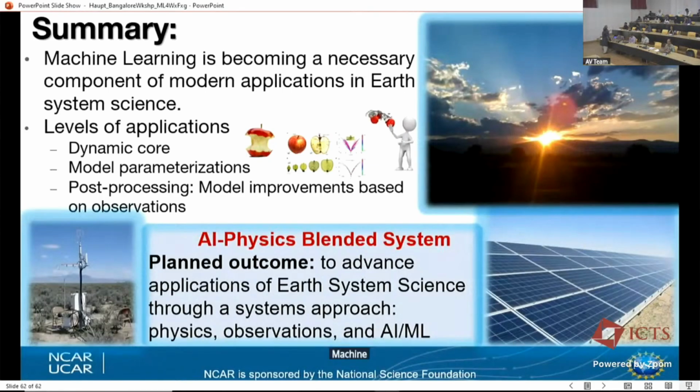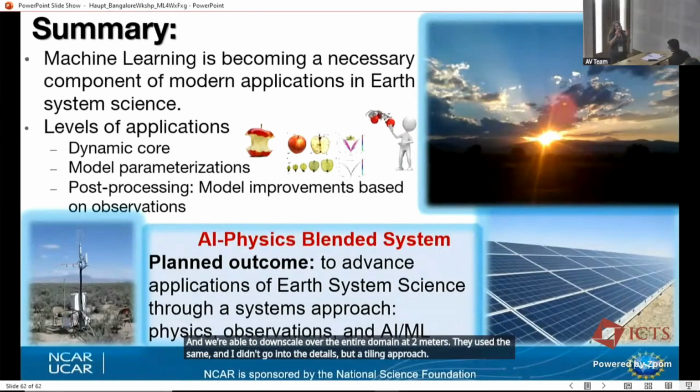Now, my colleagues at NREL trained over all of the US on climate model data, CESM at 1 degree, which in the US is about 100 kilometers. And they're able to downscale over the entire domain at 2 meters. They used a tiling approach, which I didn't go into the details of, where you put overlapping tiles and randomize how you use those tiles. It's a common way to make more data to learn from while also not having to hold the whole domain in memory at the same time.